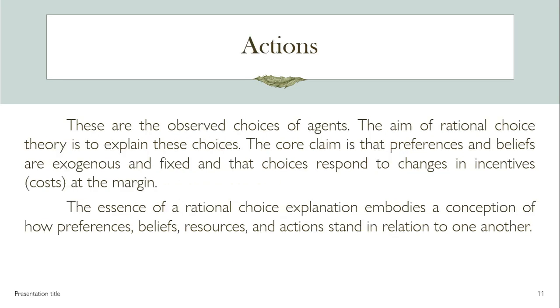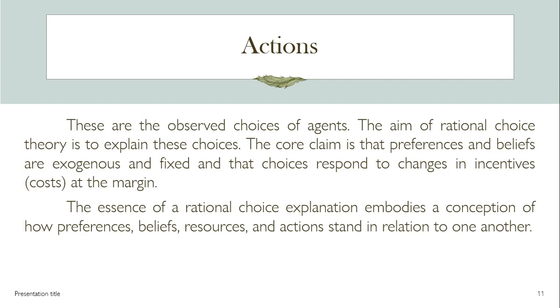The fourth and final component is the actions themselves, the observed choices of agents. The aim of rational choice theory is to explain these choices. The core claim is that preferences and beliefs are exogenous and fixed, and that choices respond to changes in incentives or costs at the margin.